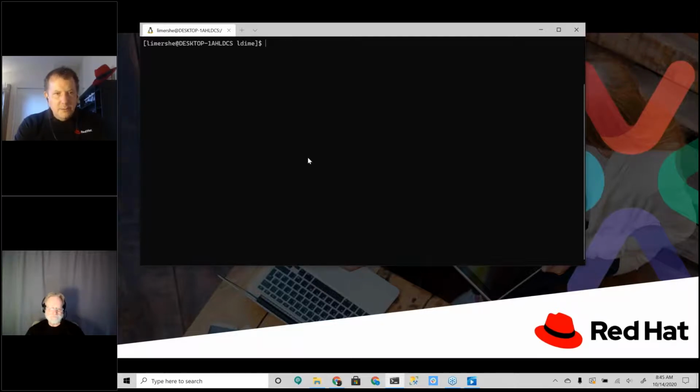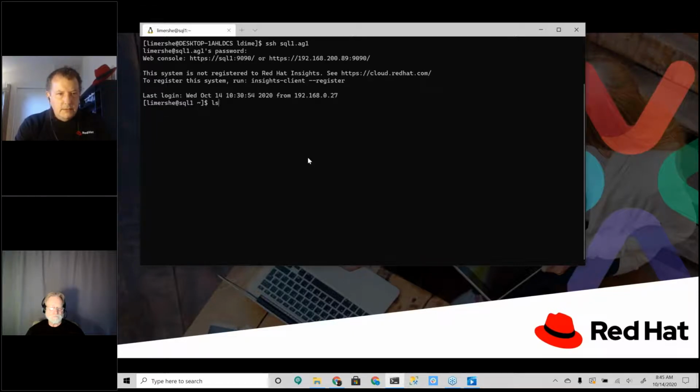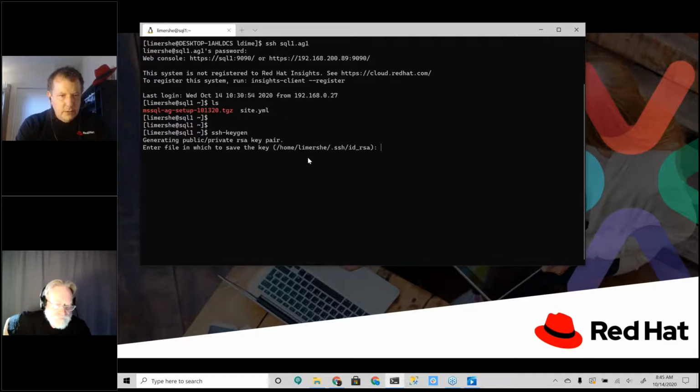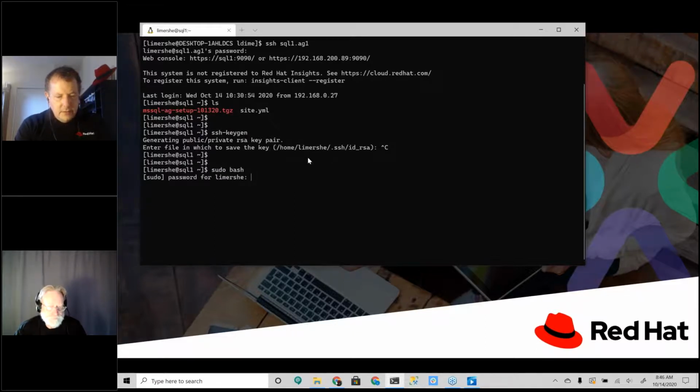All right, so I'm going to go ahead and log in to SQL 1. Oh, that's SQL 2. Let's do SQL 1. If you look here, I said I was going to set up my key generation, so we'll do that. It should be remembering that I have done SSH keygen before. Oh, I know why that is. It's because I need to be root, because I'm setting up equivalents for my root users.